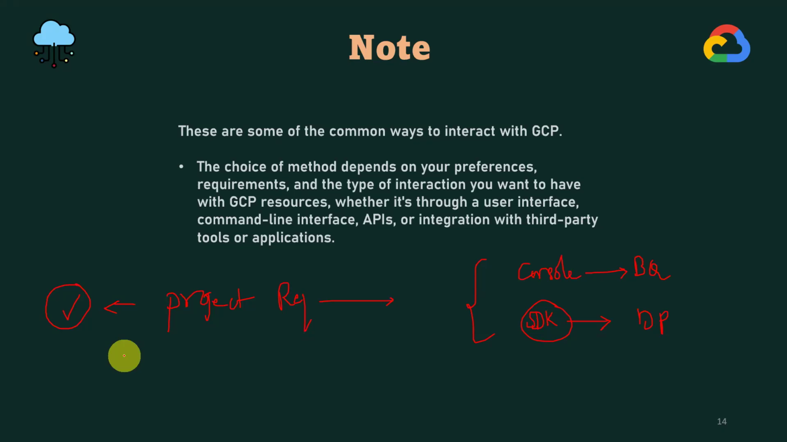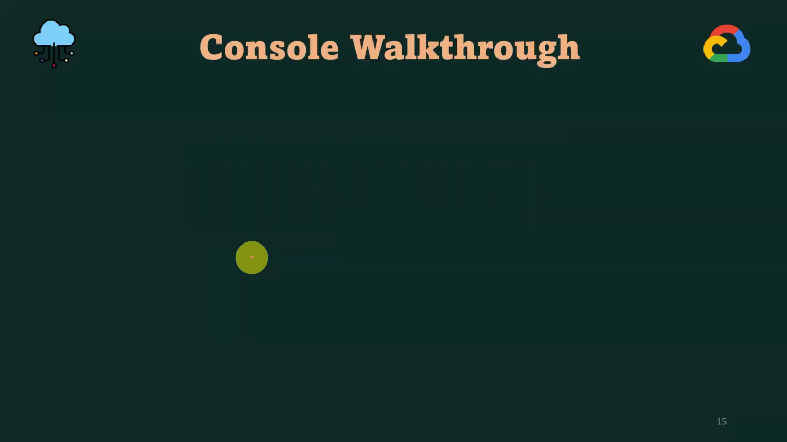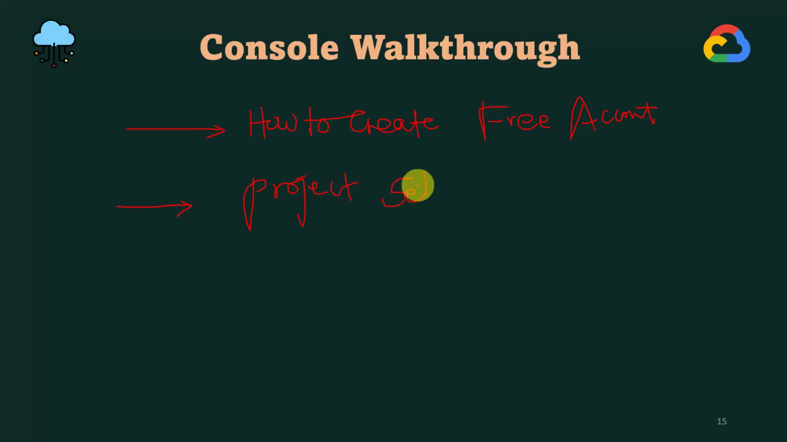It is 9:45. In the next session, I'm going to give you a console walkthrough. I'm going to first tell you how to create a free tier account. That is our first step. The next step is project setup: what is actually a project and how do we set up the project in the Google Cloud Platform?